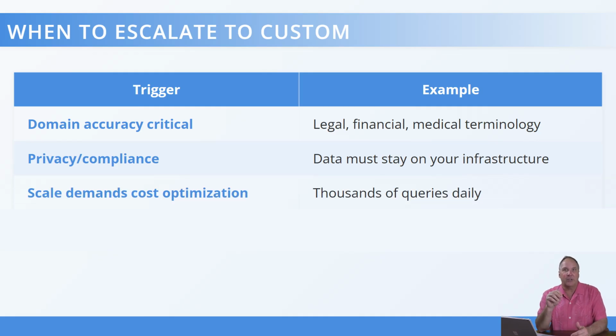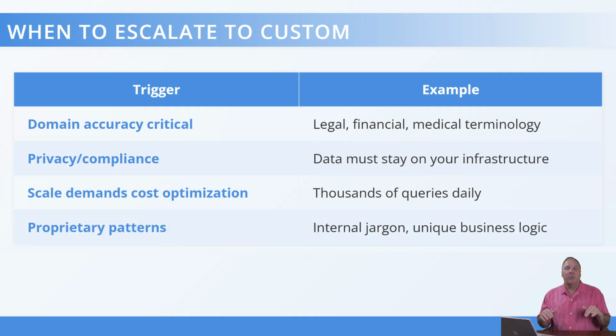Scale demands cost optimization. If you're running thousands of queries a day, a smaller fine-tuned model could potentially save millions compared to paying per token for a premium general purpose model. The math has to work for that to work, though. Proprietary patterns also matter, like internal jargon and specialized business logic that no public model has been trained on. If your data patterns are genuinely unique, and that's rare, by the way, fine-tuning encodes that understanding.